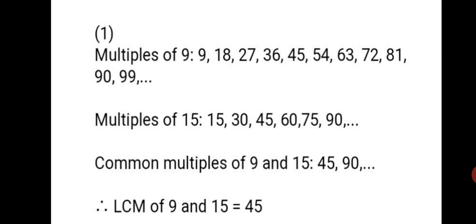So, 90 is not the first common multiple. We have 45 also before it. So, you have to take 90 or 45 here. Remember, we are finding the lowest common multiple. So, you have to pick up the lowest number here, 45. Therefore, LCM of 9 and 15 is equal to 45.